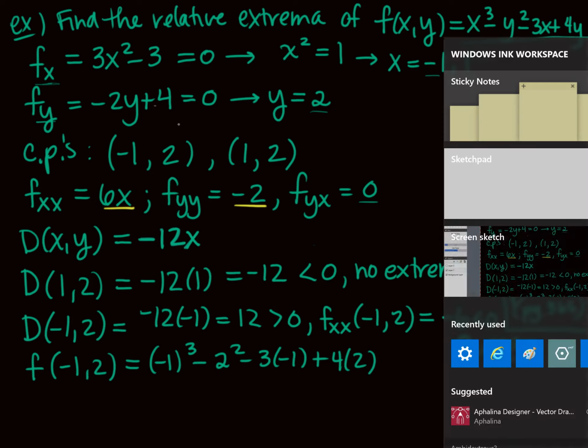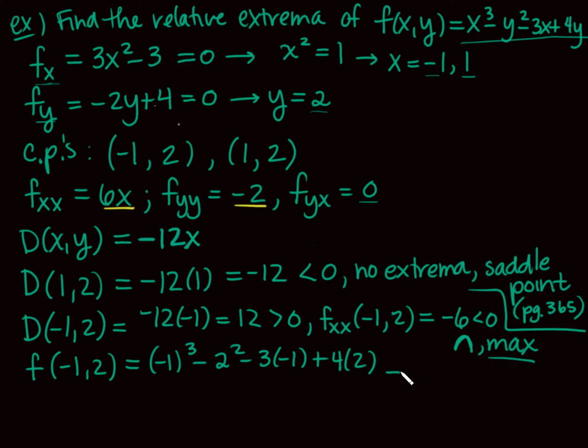I can do this, right? I get -1 minus 4. -5 plus 3 is -2, plus 8 is 6. Cool. So my final answer here is I have a relative max. This is how I want you to state these. We have a relative max of 6. Where does it occur? At the point -1, 2.